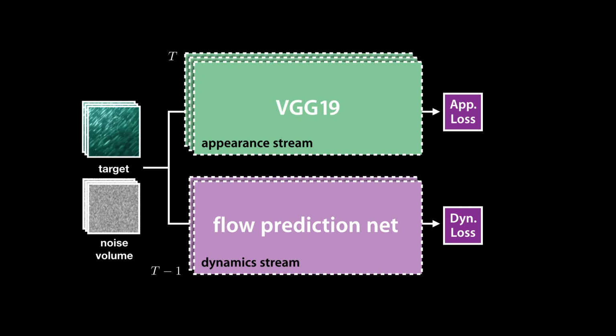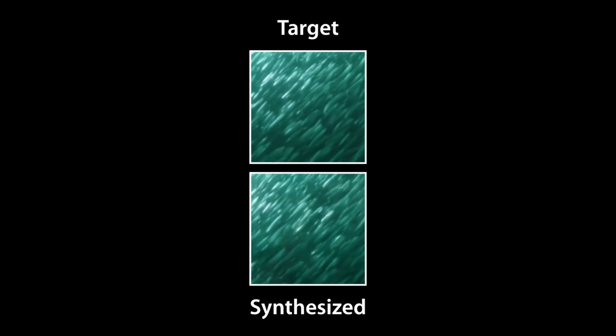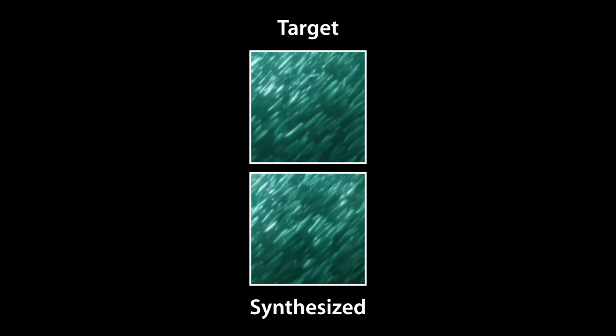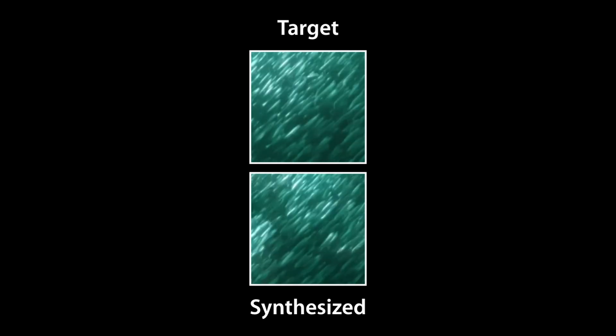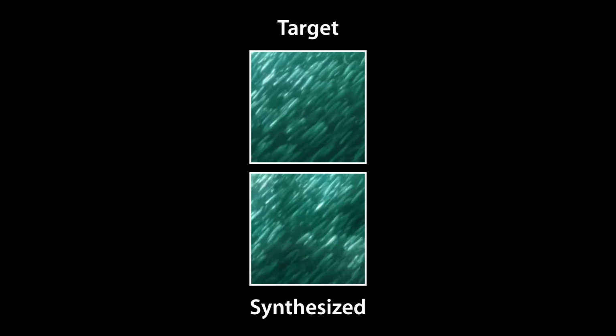In order to highlight the importance of the dynamics stream, we hold out the dynamics stream and synthesize dynamic textures only using the appearance stream. Over here we have a dynamic texture of a school of fish and the synthesized dynamic texture. By removing the dynamics stream, we lose temporal coherence. Although each frame matches the appearance of the target, the dynamics do not match.